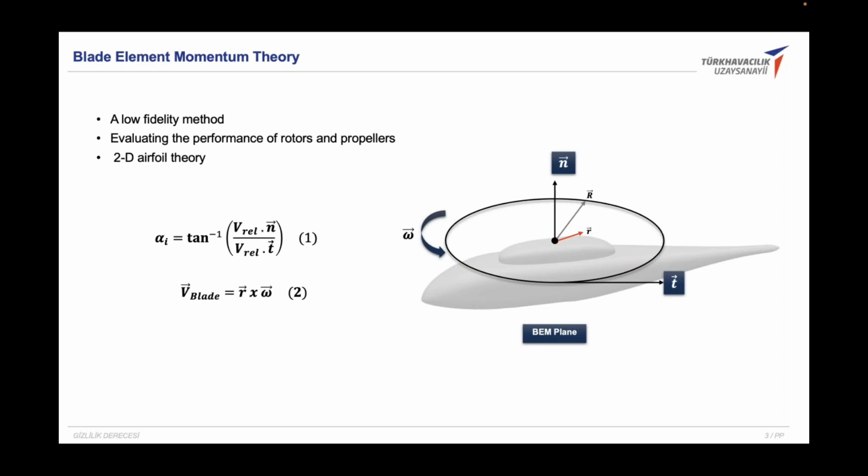So how do we calculate the aerodynamic forces? Let's start with induced angle. Induced angle is an angle between the normal velocity and the tangential velocity. This relative velocity comes from two different velocities. One of them is blade velocity caused by rotor rotation, and the other velocity is, as you know, free stream velocity.